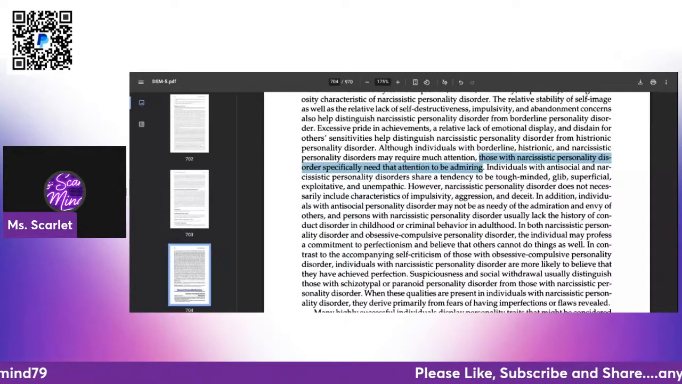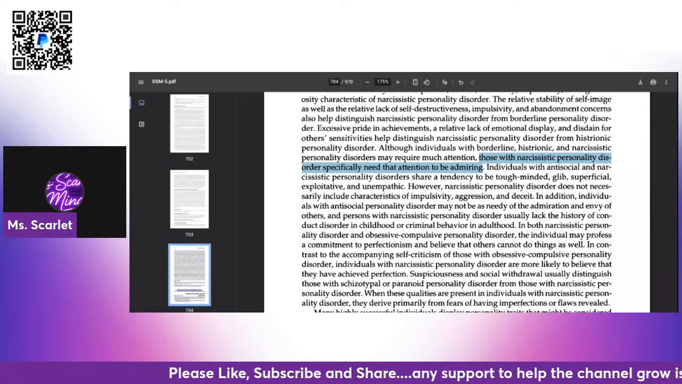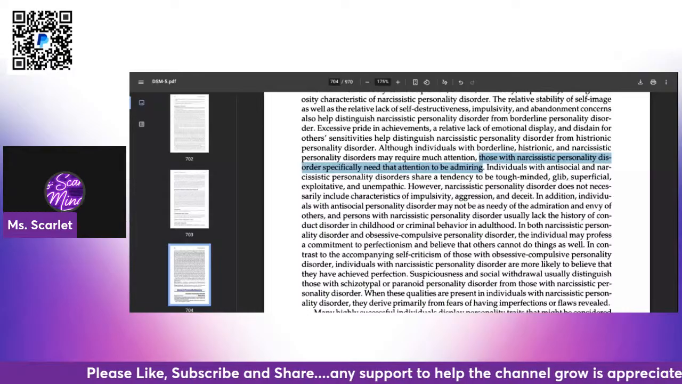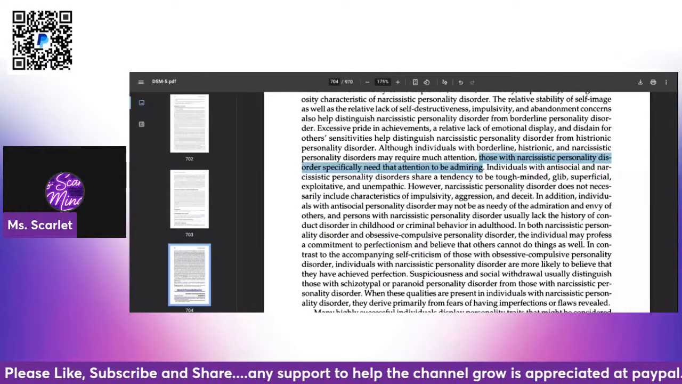Conduct disorder is another one. It used to be oppositional defiant disorder. That's another one I could talk about one day, but it's mostly a disorder that's talked about in teens or preteens.